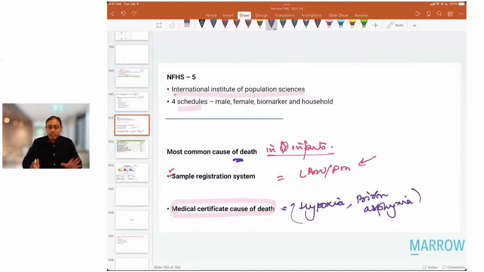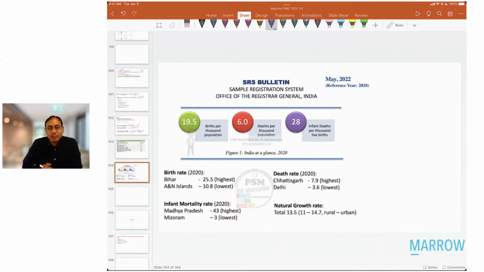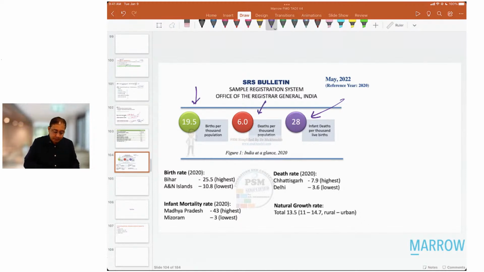But if nothing is given, I think it is always safe to mark low birth weight and prematurity. But if the question says medical certificate cause of death, then you invariably have to go with hypoxia and birth asphyxia. This is the latest SRS bulletin, released in May 2022. According to it, the infant mortality in India is 28 deaths. The crude birth rate is 19.5 and the crude death rate is 6.0.